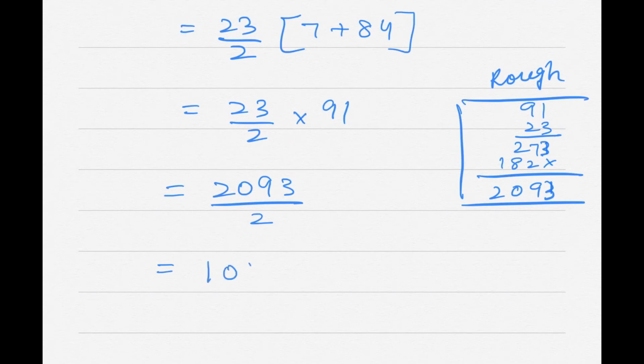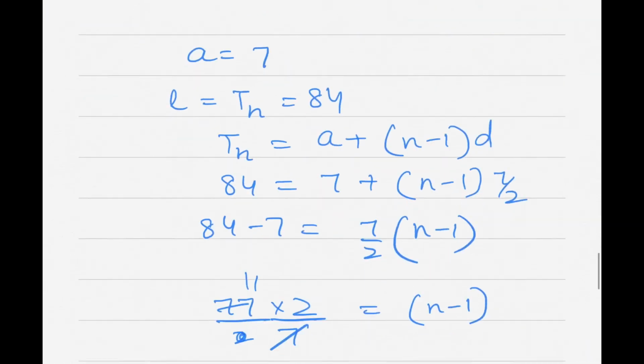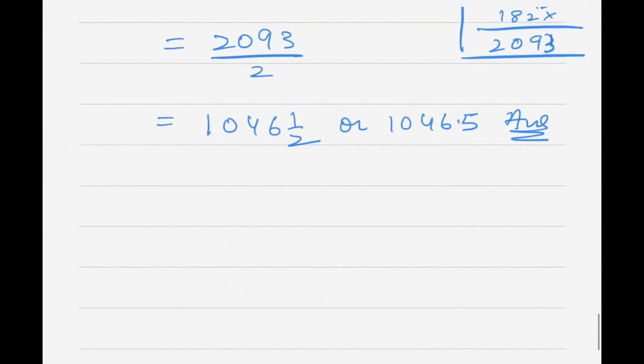So 2 one time, 2 4 and 6, half, or 1046.5. So anything is fine. So that's the sum of these terms which are given to us. Okay, so the first part is done. Let's move to the second part now.